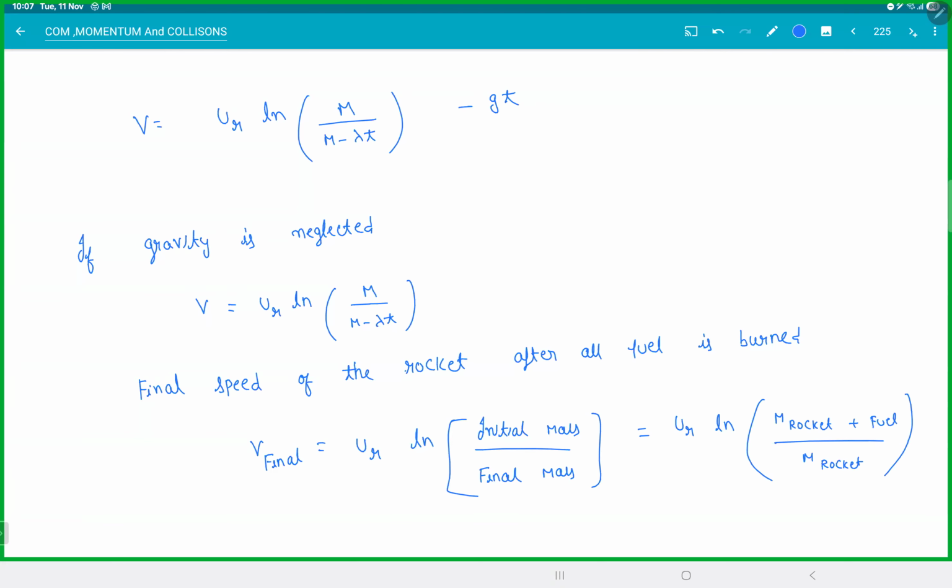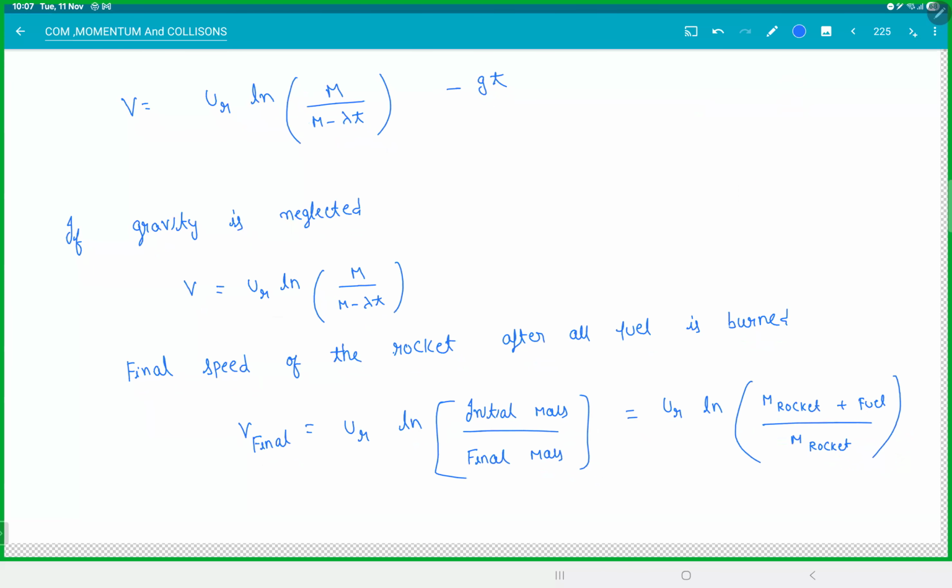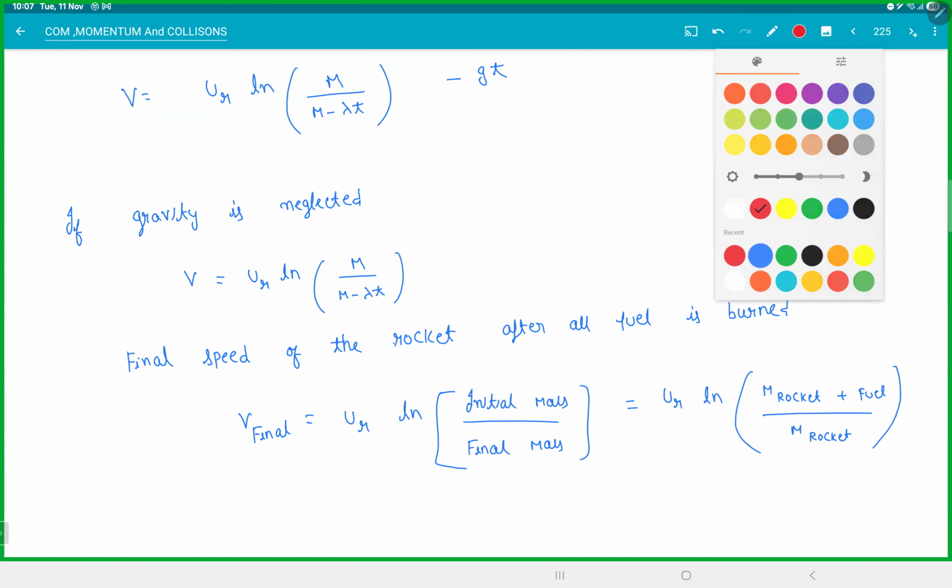For example, if they tell you the rocket has 500 kgs fuel and the payload is 500 kgs, that means the maximum speed is u relative ln 2. Are you getting that? There have been questions like that in CET or Main.